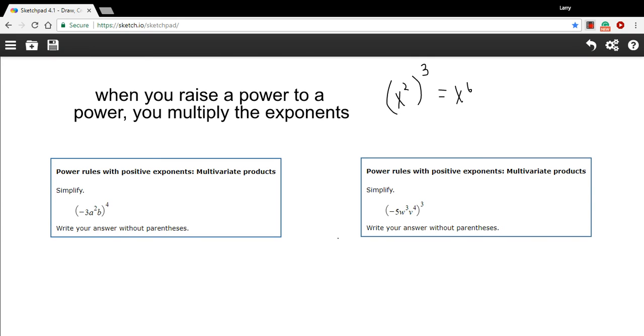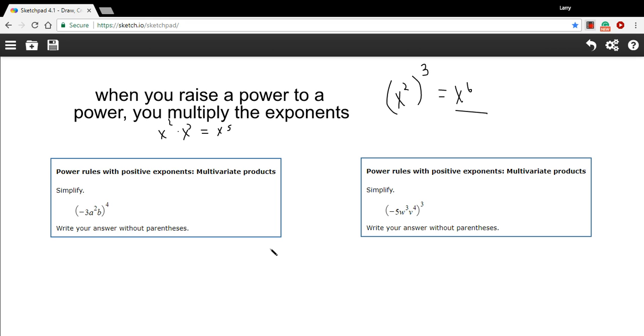In these problems, we're using something called the power rule. And the power rule says that when you raise a power to a power, you have to multiply the exponents. You know, when you just multiplied things like x squared times x to the third, you would add those exponents. So 2 plus 3 would be x to the fifth power. But when you raise a power to a power, you multiply. So x squared raised to the third power becomes x to the sixth.